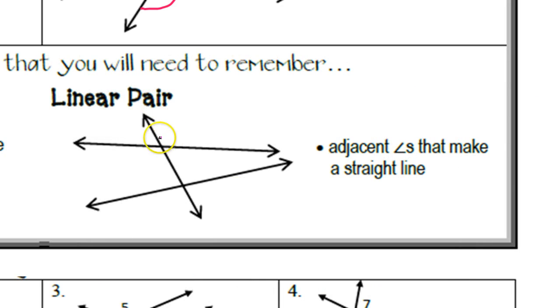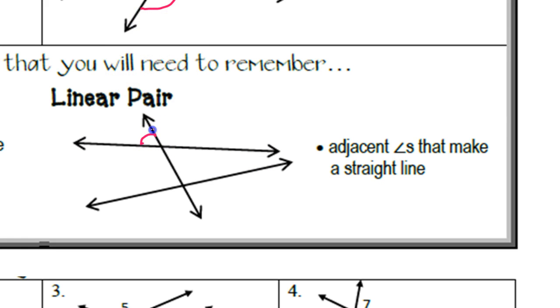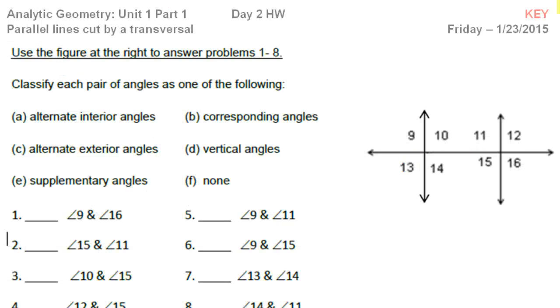Linear pair, something else that we've talked about. When you have a straight line and you've got the two consecutive angles, those are a linear pair. So this angle and this angle together are a linear pair. Same thing down here. If this is angle 1 and this is angle 2, angle 1 and 2 are a linear pair. So that was a quick run through of the vocabulary. Let's see if we can practice that.